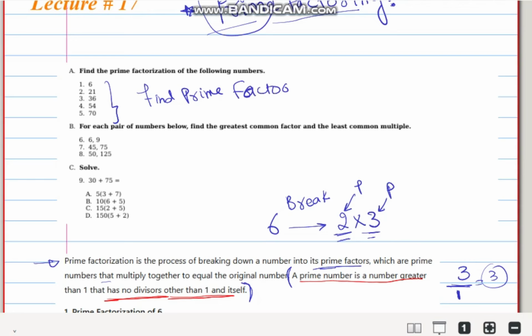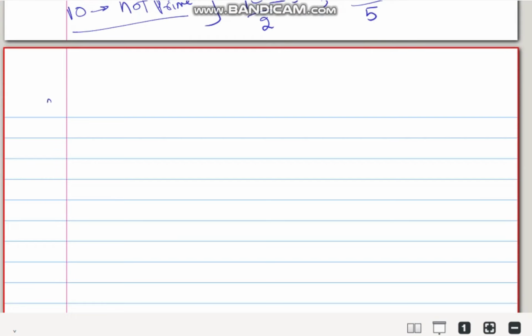Factorization. So the numbers are, let me talk about the six. Number one is six, part A. 6 is what again? Break the 6 into numbers, 2 cross 3. So this is already a prime factor, so it is the prime factorization.